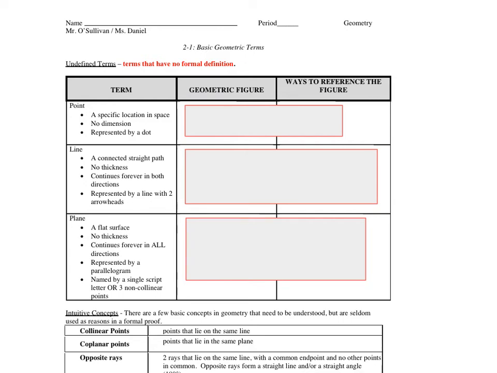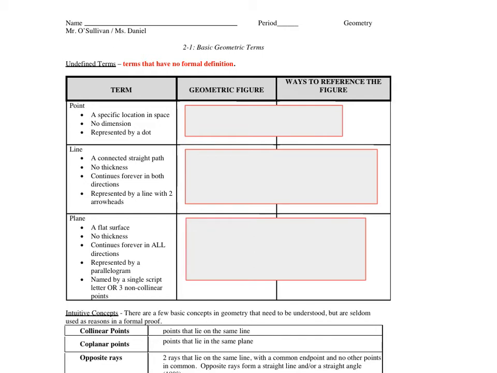Today we're going to be doing lesson 2-1. So we are finally in our first real geometry unit. We are going to be learning a lot about lines and angles in this unit. But before we jump into the lines and angles stuff, we need to make sure that we have a firm understanding of some basic geometric terms.